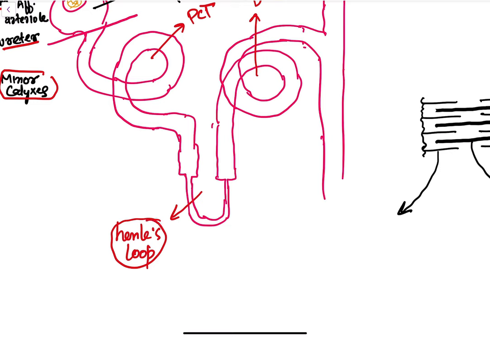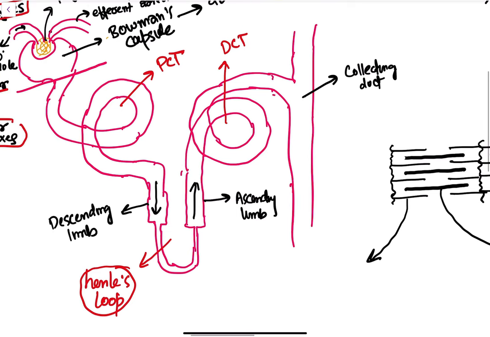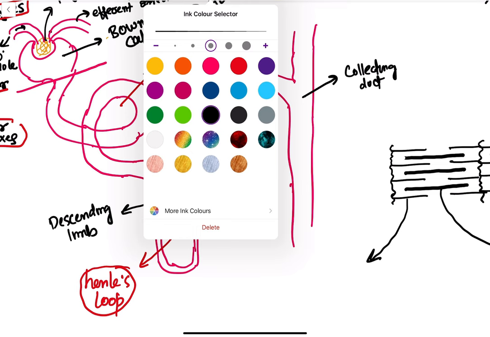This limb of Henle's loop is called the descending limb, and this one is called the ascending limb. So this is our descending limb, and this one is our ascending limb. And this last duct into which various DCTs drain is called the collecting duct. One thing you should note down: everything above this line is present in the renal cortex.